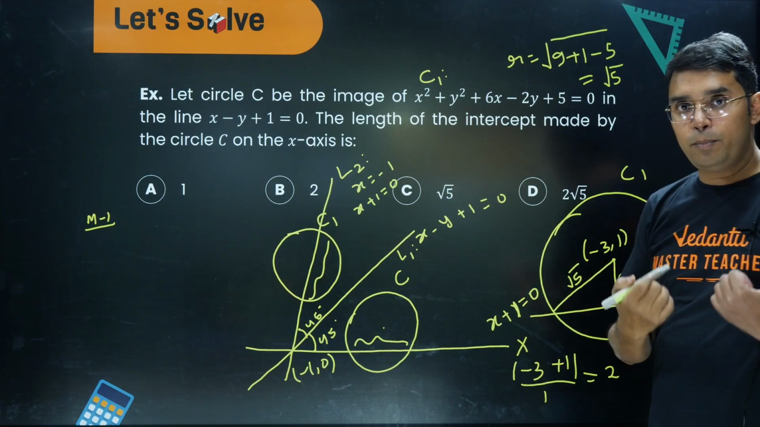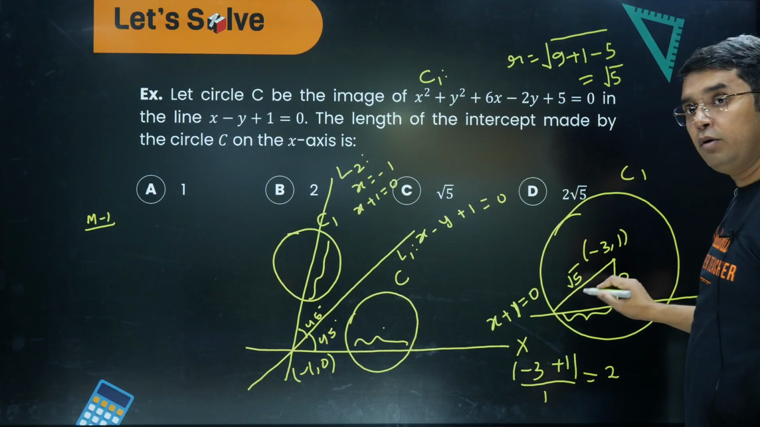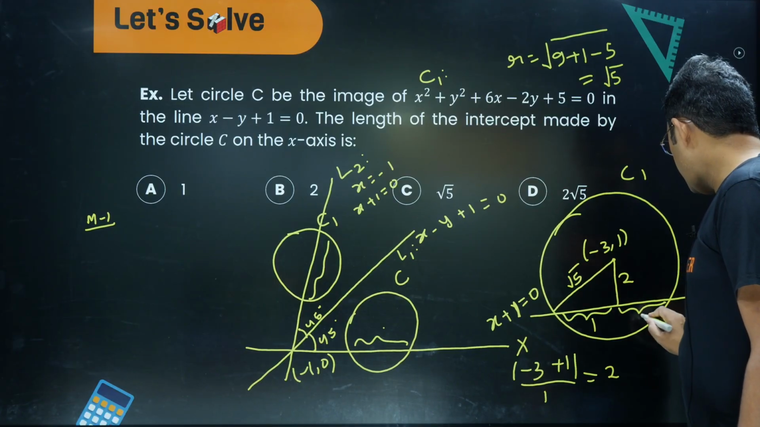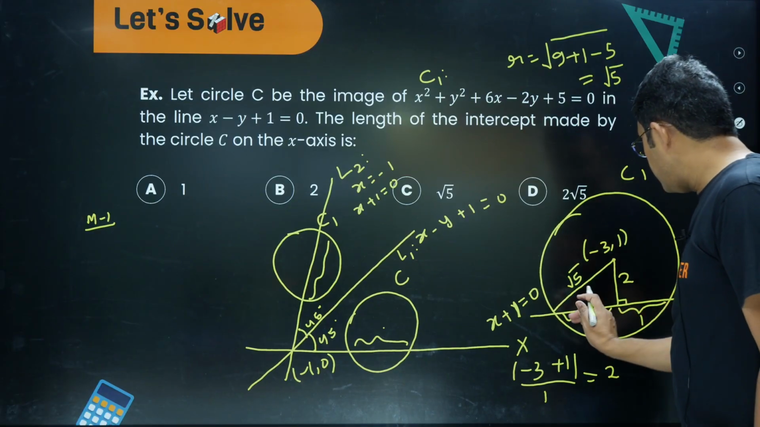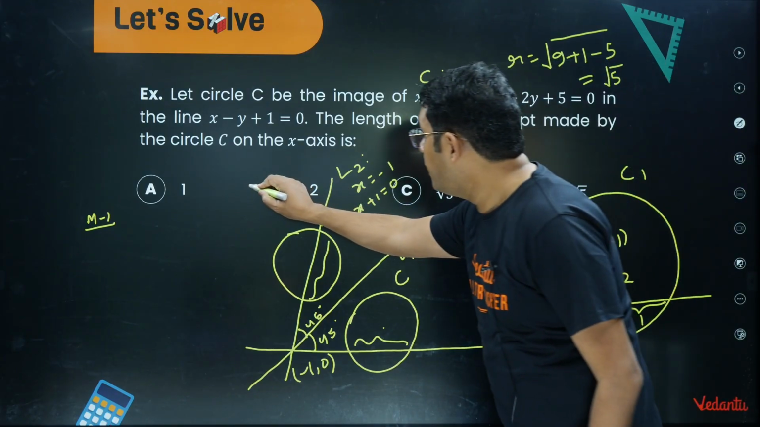Now you just need to apply the Pythagoras theorem and you will get this distance: root 5 square, 5, minus 2 square, 4. So that will be 1, and this will also be 1, because we know the perpendicular from the center on any chord bisects the chord. So this is 1 plus 1, 2. So the answer for this question should be B.